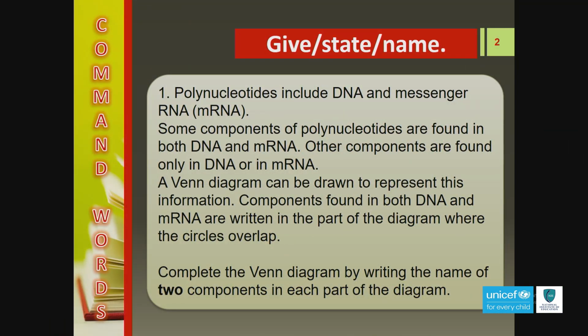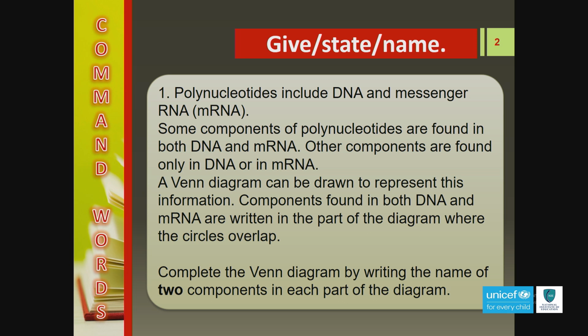We'll be having a look at the command words. So the first command word which we are going to have a look at is give, state, name. This is a very direct question, but the question that we have selected is very different. We have a Venn diagram in here. Yes, a Venn diagram in bio. So that may come as well. So let's have a look at the question.